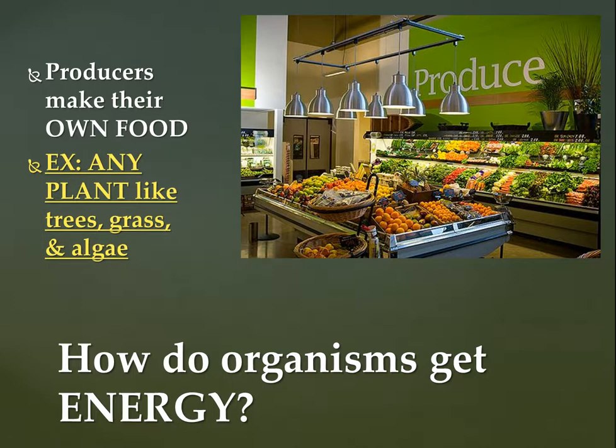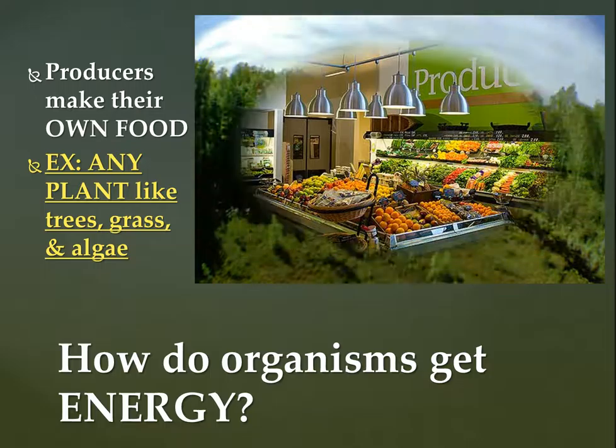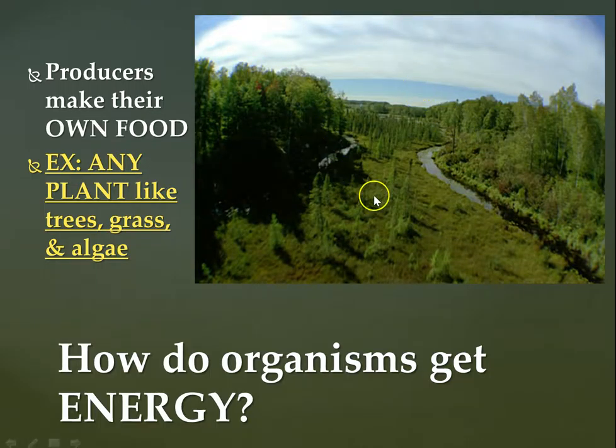An example of a producer is any plant, like trees, grass, and algae. Look at this picture. See all the green grasses, the trees, and the water with algae? All of those things are producers. They make their own food.